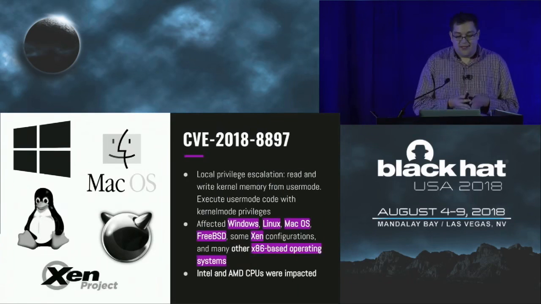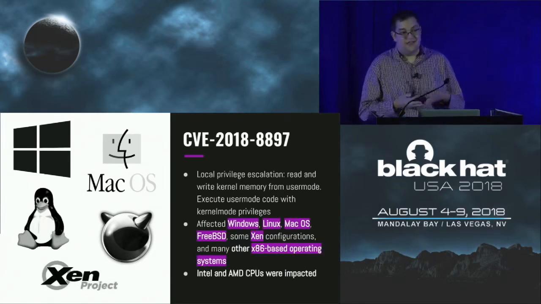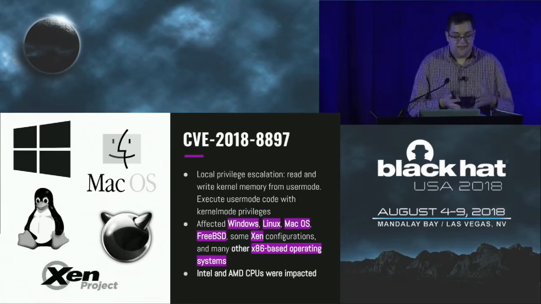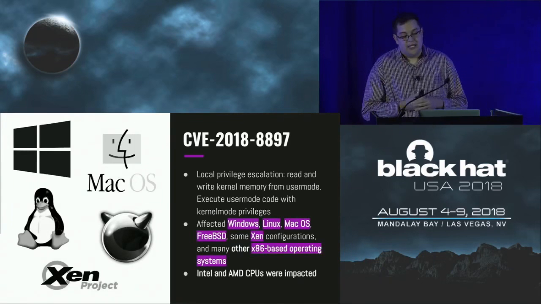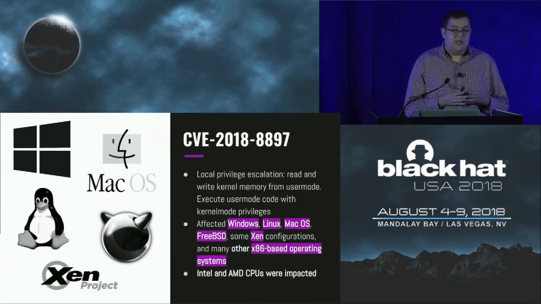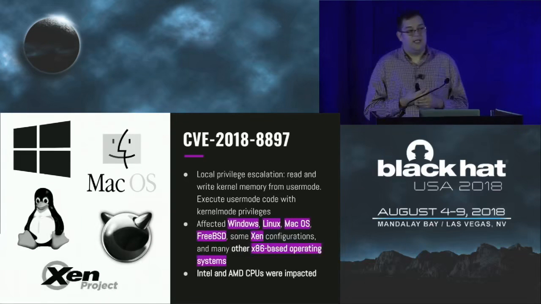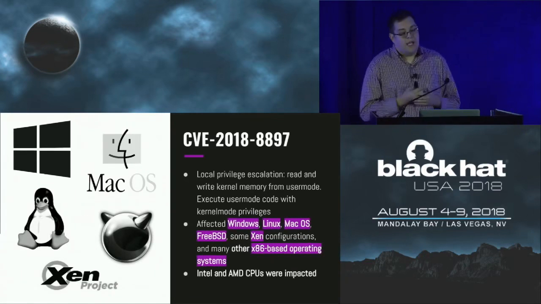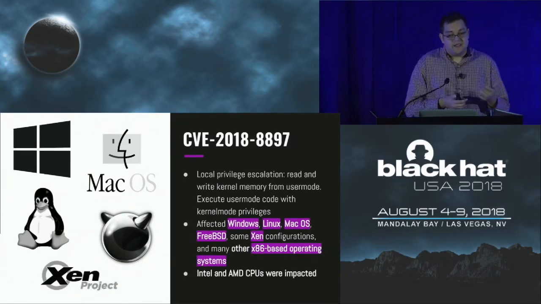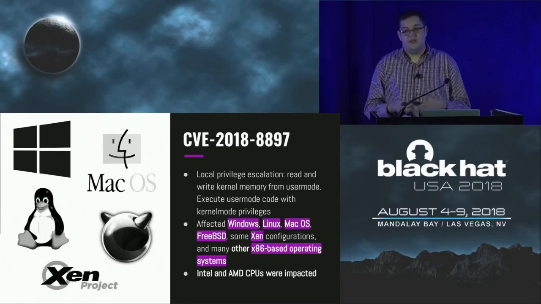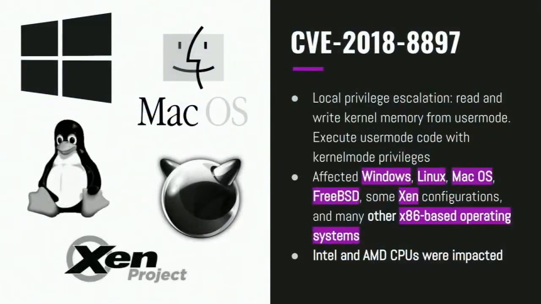So to understand really what CVE 2018-8897 is, we have to explain what it could do, right? This CVE is a local privilege escalation vulnerability. It allows you to read and write kernel memory from user mode, and it also lets you execute user mode code with kernel mode privileges. So it's pretty crazy. It gives you full compromise on a system that you're on. And it impacted a ton of different operating systems, not just Windows, which a lot of the demo code will focus on just because it's the most prevalent operating system, but it also affected Linux, Mac OS, FreeBSD, and even Xen configurations. Basically anything that was x86 based probably messed up in handling how move and pop SS worked.